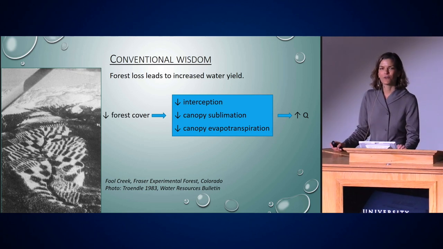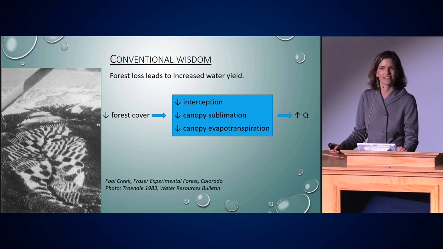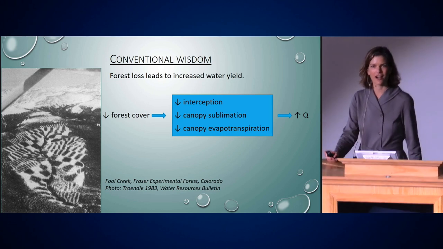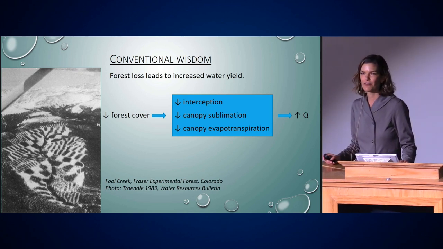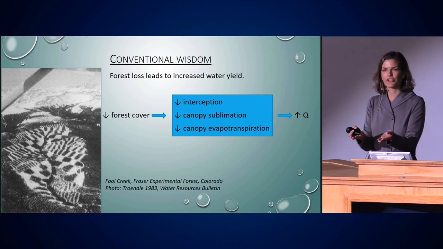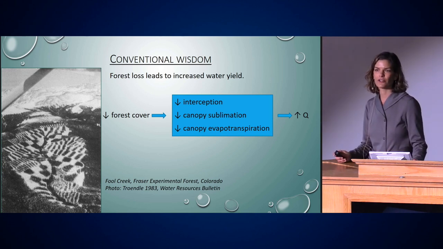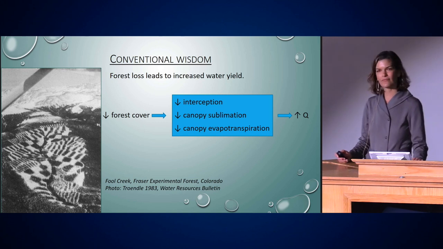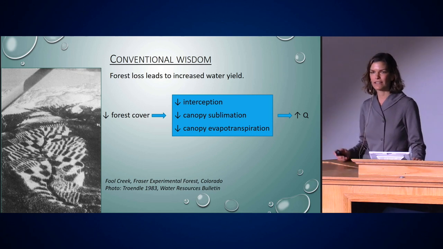So the idea that forest loss leads to increased water yield is older than the Forest Service. And about a century or more of experimental forest studies have verified that stand replacing disturbances, mainly clearcutting, do lead to increased water yield. This is an example from the Fraser Experimental Forest in Colorado, where they had two paired watersheds. They measured stream flow for several years. Then they did the clear cutting that you see here in one watershed and continued to measure stream flow. The mechanism is increasing evapotranspiration from these watersheds.